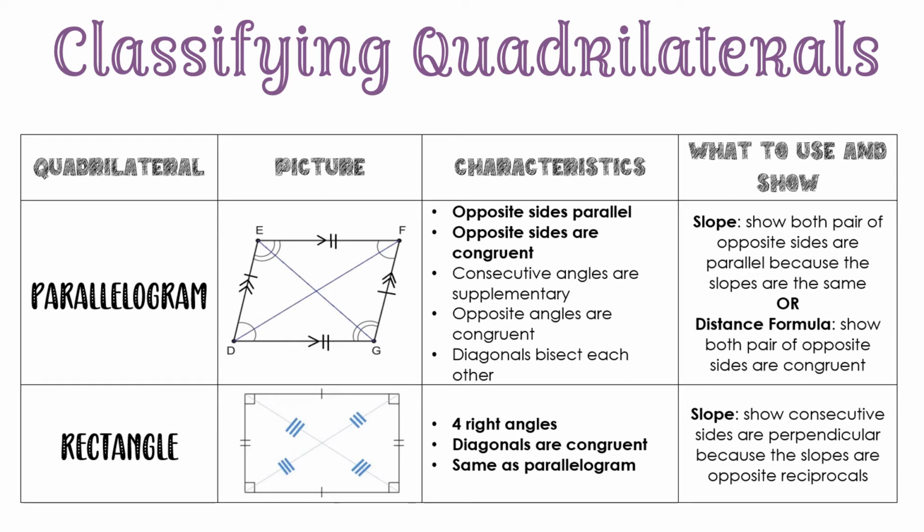A rectangle is a parallelogram, so it will also have opposite sides that are congruent and opposite sides that are parallel, but a rectangle specifically has four right angles. So if you suspect you have a rectangle, you definitely want to do slope to show that the consecutive sides, the sides that are next to each other, are perpendicular, which would mean that their slopes are opposite reciprocals.